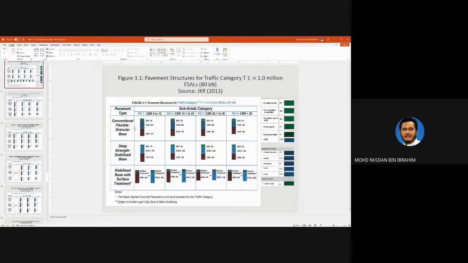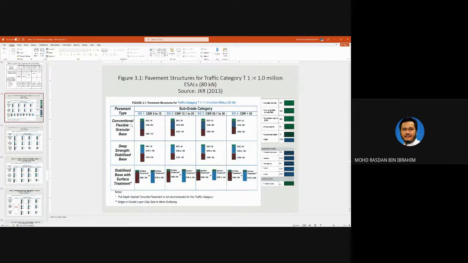So you can use a conventional flexible granular base, where the layer on top here, the asphalt concrete, BSC, so this is the legend line, BSC is 50 millimeters. Below it is CAB, which is the crushed aggregate base, 200 millimeters. And you have a granular sub base here, GSB, at 150 millimeters.